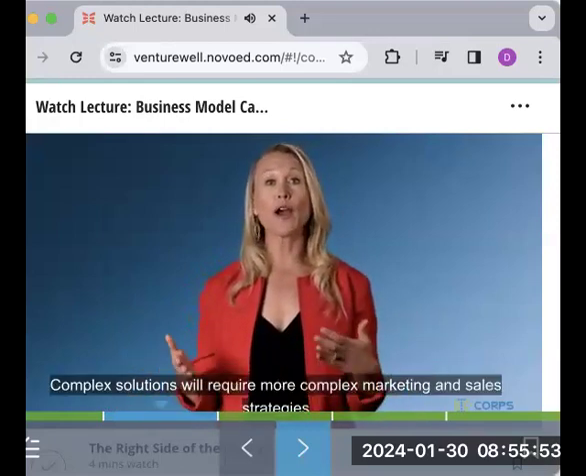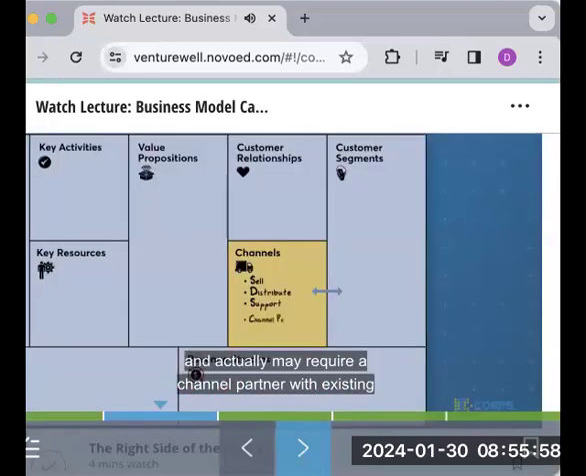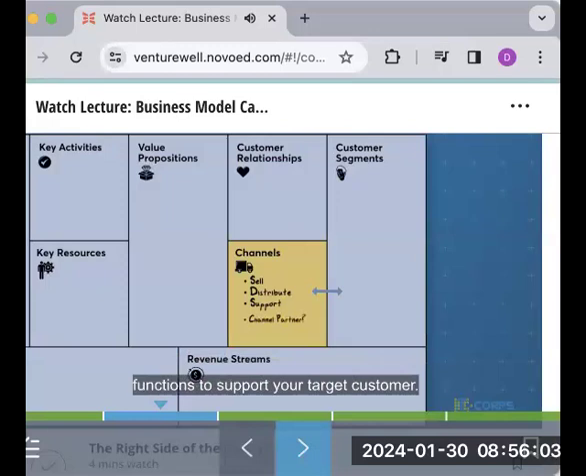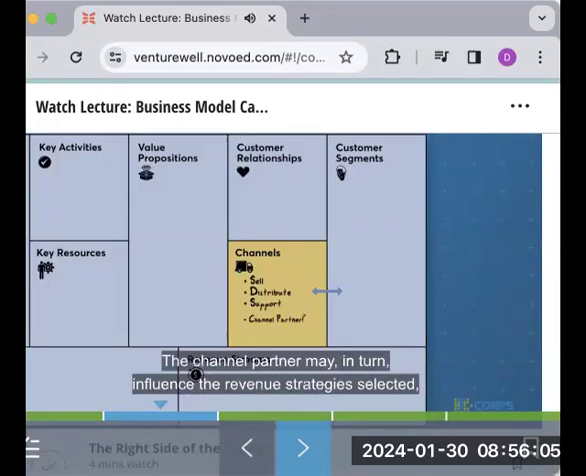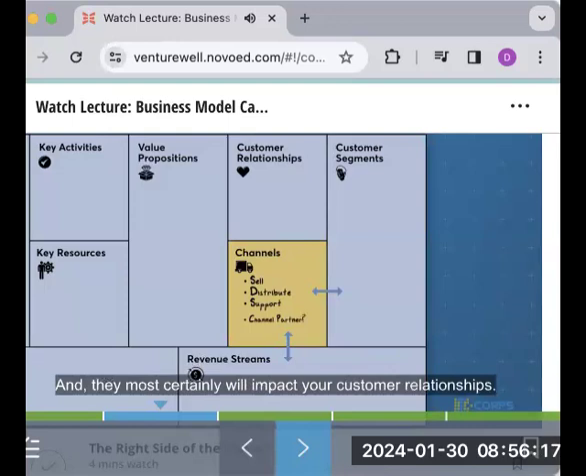Complex solutions will require more complex marketing and sales strategies, and actually may require a channel partner with existing functions to support your target customer. The channel partner may in turn influence the revenue strategy selected, either as they have their own business model and sales strategy with their end customers, and they most certainly will impact your customer relationships. They're going to take a cut of the cost to acquire the customer.